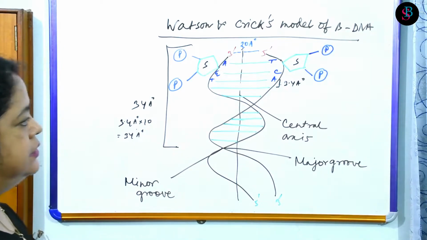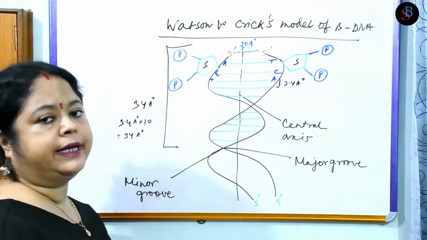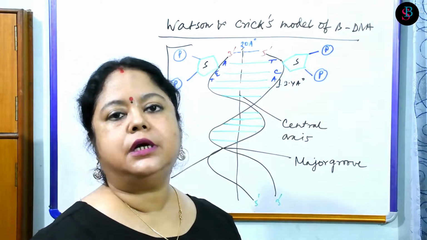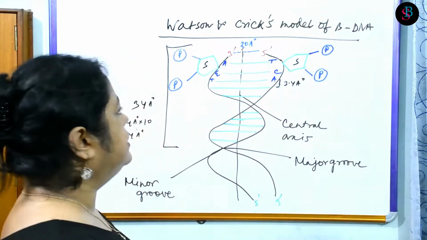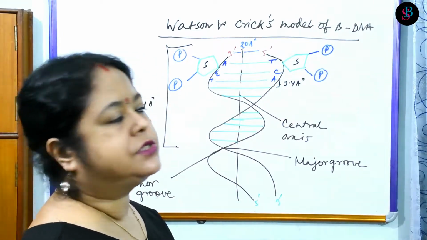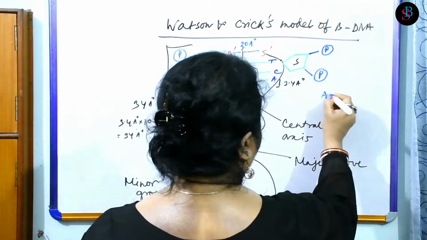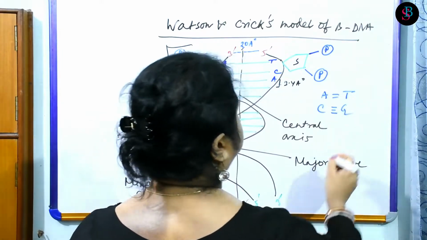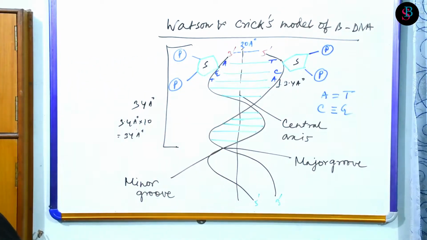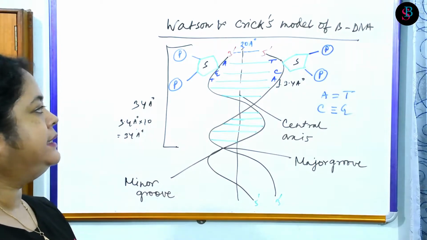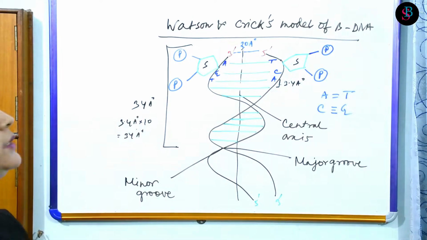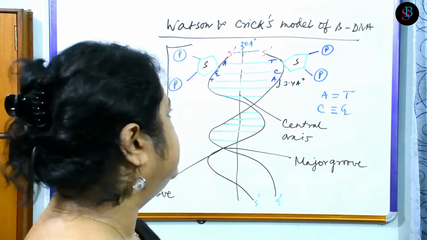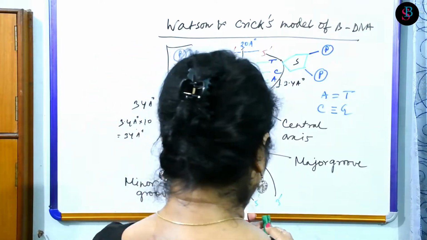These are the facts here. And another thing is that between adenine and thymine there is a double hydrogen bond, and between cytosine and guanine there is a triple hydrogen bond. So A double bond T and C triple bond G, or G triple bond C. After attaining all these characters, it is also known as the physical structure of DNA. The Watson-Crick model is also known as the physical structure of DNA.